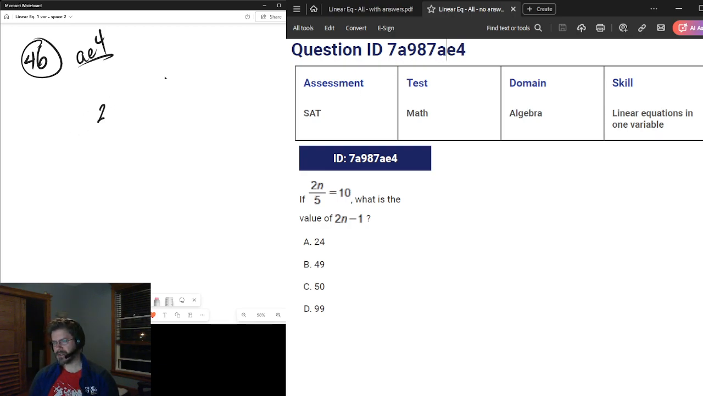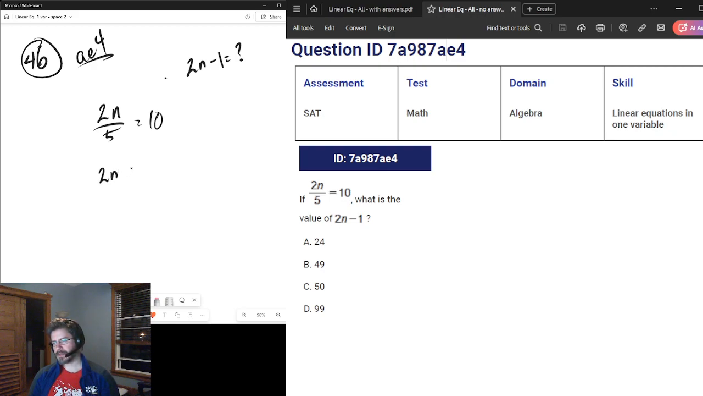All right, we got 2n over 5 equals 10. I see we're not looking for x or n, we're looking for 2n minus 1. And you'll remember in the last video that I did indeed make a mistake on something similar to this. We want to know that, not n. So I'm going to learn from my own mistake.